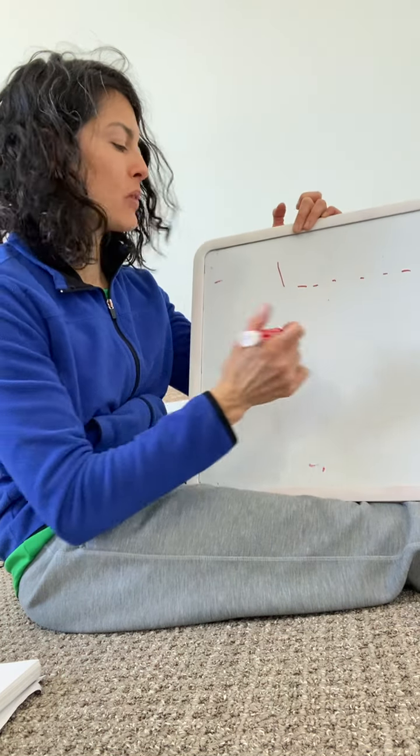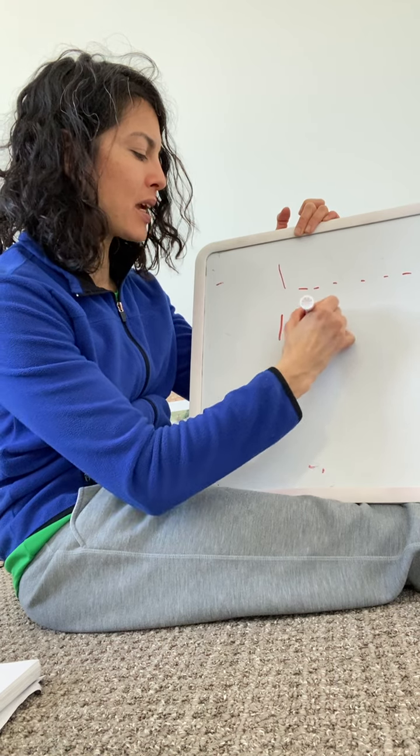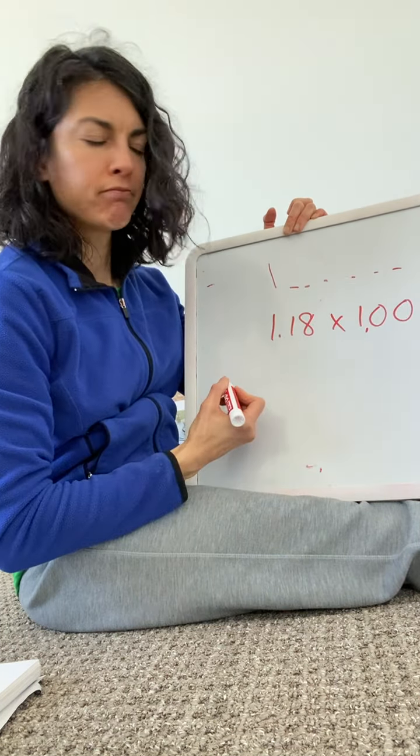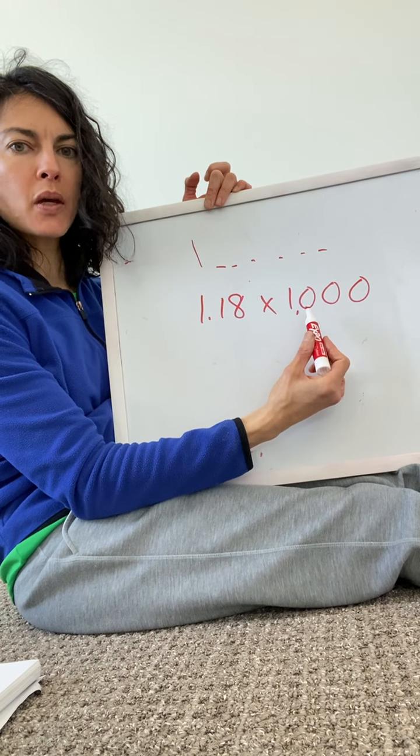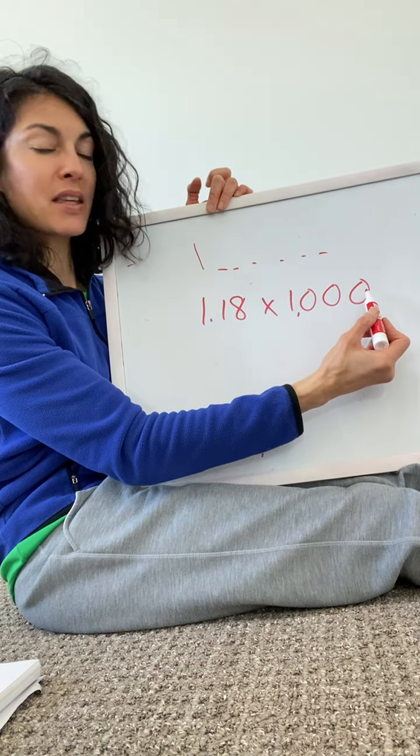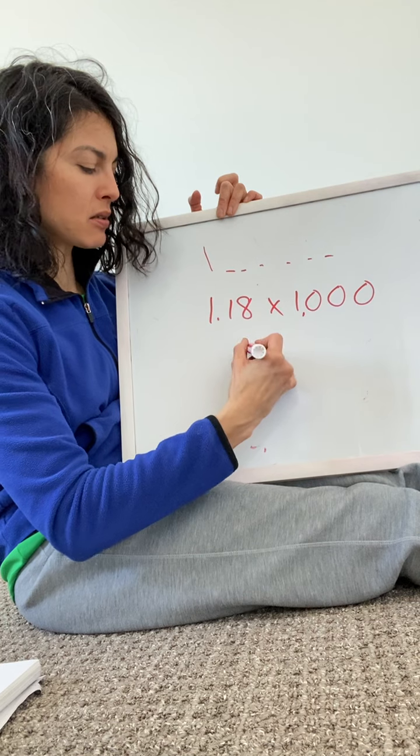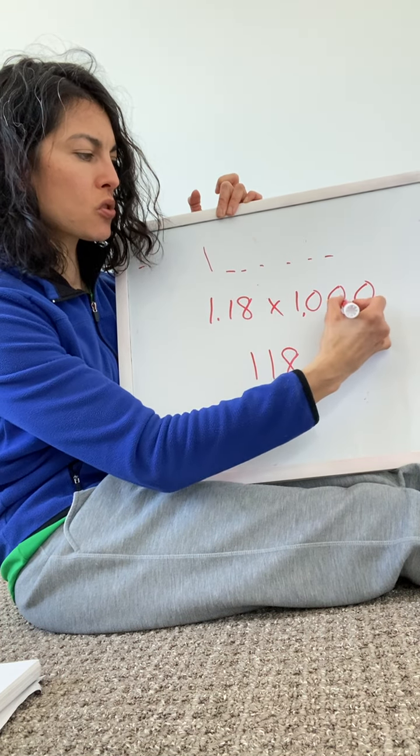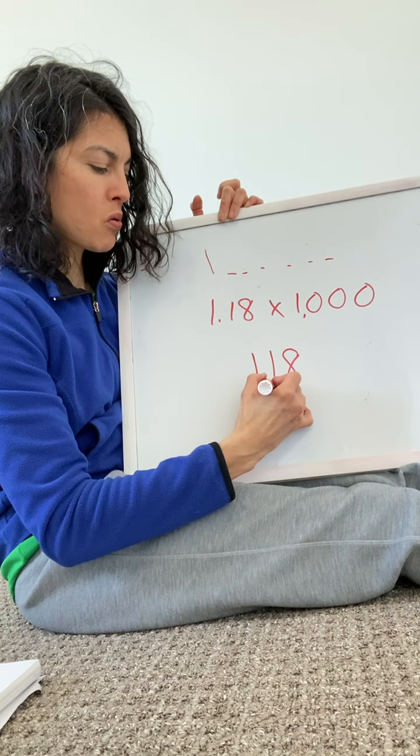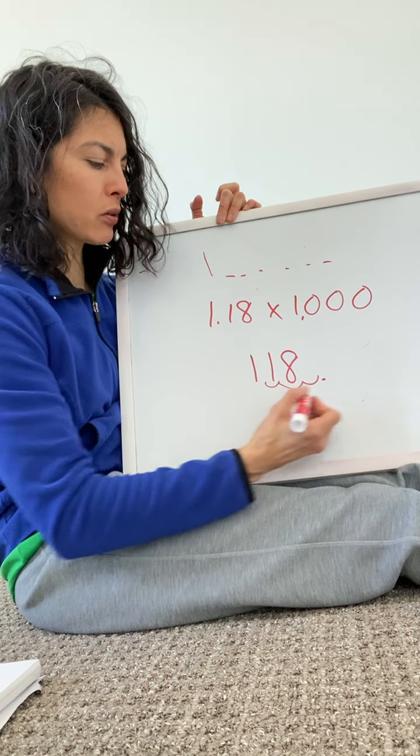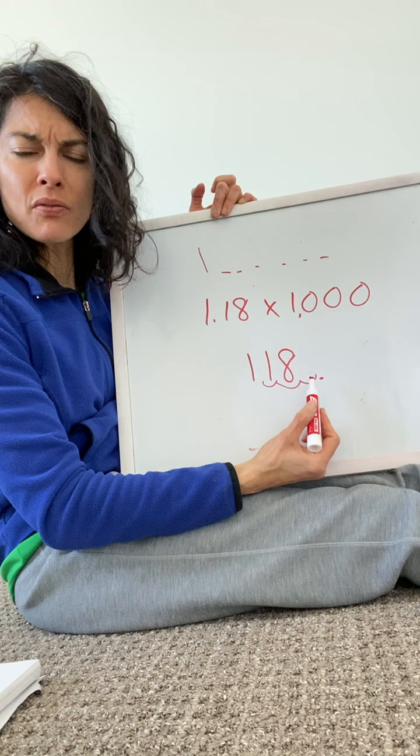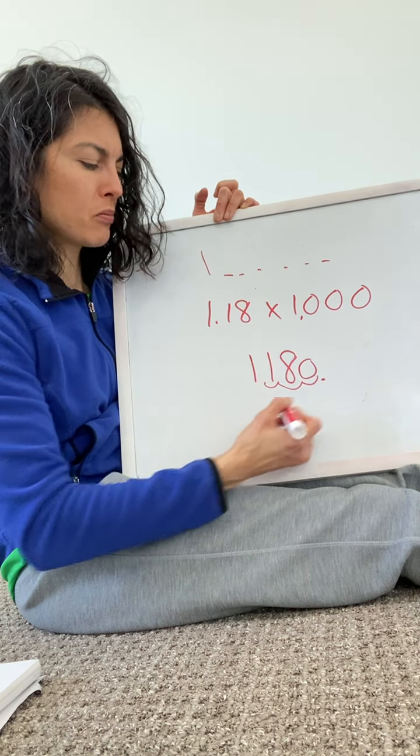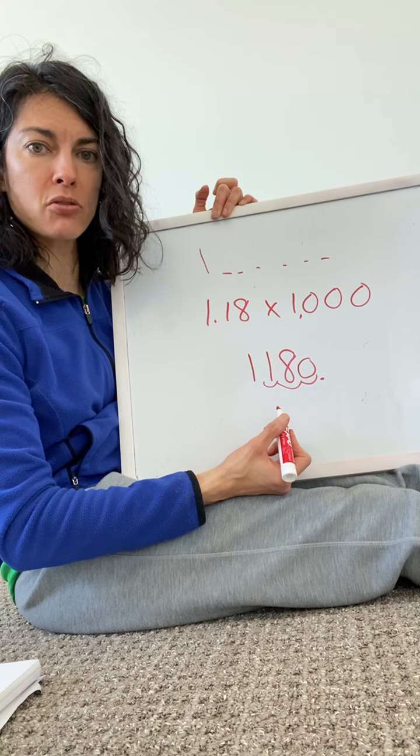So let's try it. Say we have 1.18 times 1,000. How many zeros do we have in this multiplier? 1, 2, 3. We only move our decimal 1, 2, 3 places over because we had 3 zeros. But there's nothing there. What do we put if there's nothing there in our place? 0. The answer would be 1,180.